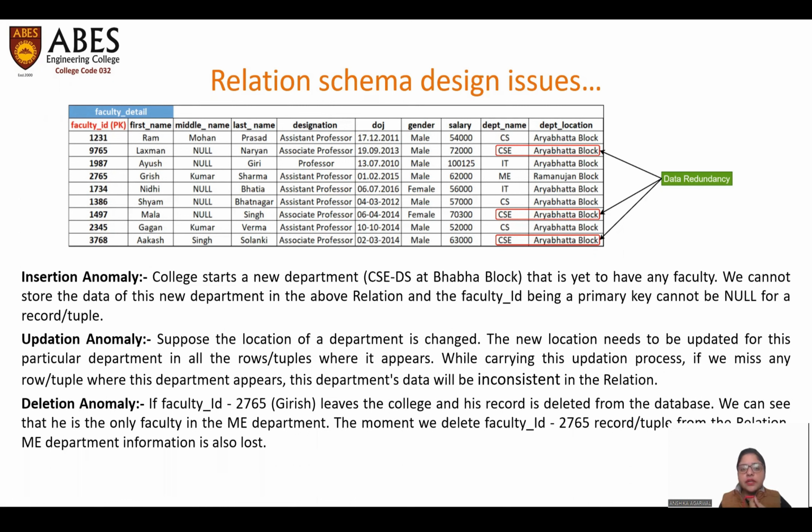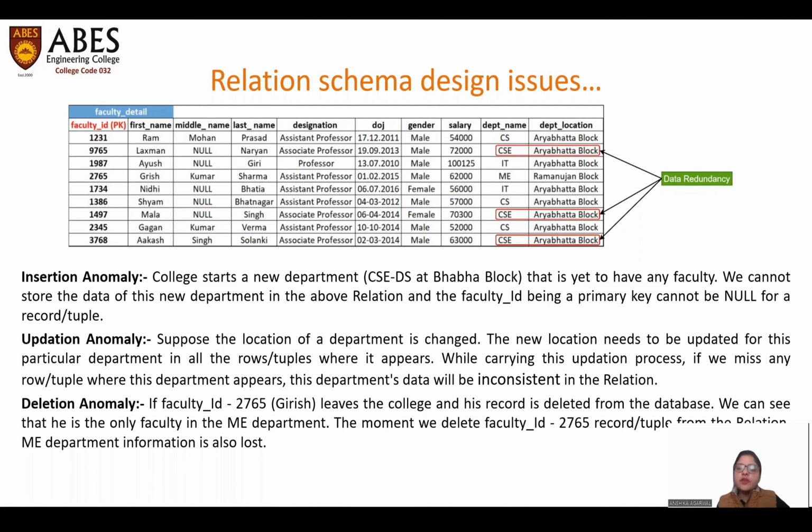We cannot store the data of this new department in the above relation, and the faculty ID, being a primary key, cannot be null for a tuple or a record. We call a tuple a record also. Now, what is updation anomaly?